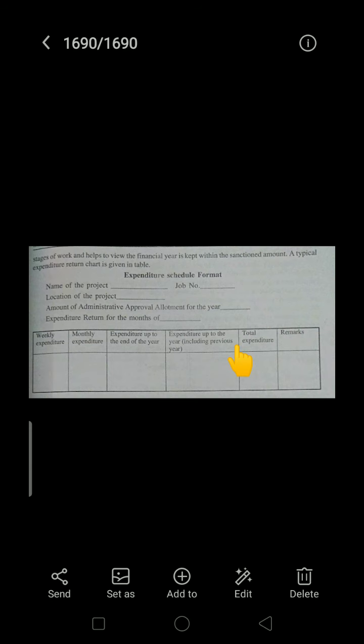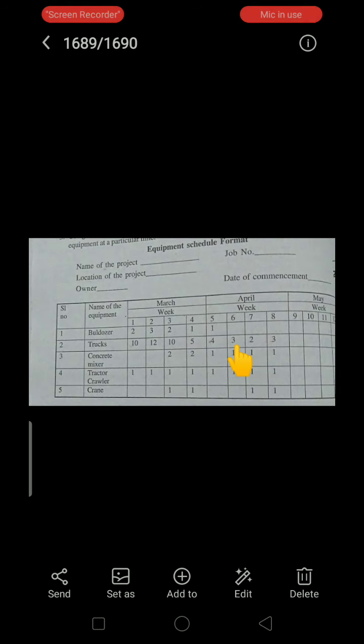The construction schedule is a combination of the remaining four schedules. In the construction schedule we maintain all the scheduling: material, labor, equipment, expenditure. The remaining schedules deal with their particular direction only, meaning the equipment schedule concentrates on equipment only, labor scheduling concentrates on manpower, and the material scheduling concentrates on the material required for a particular work. So this is all about scheduling.